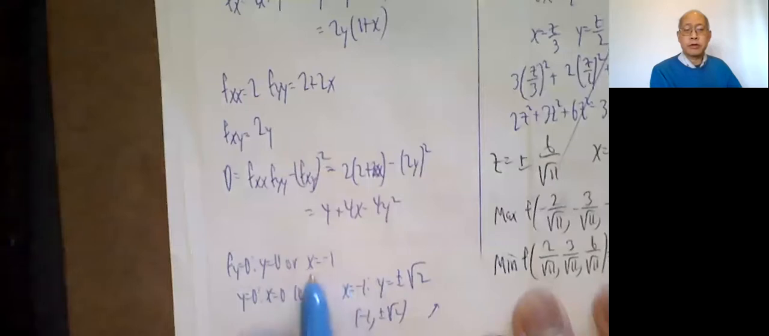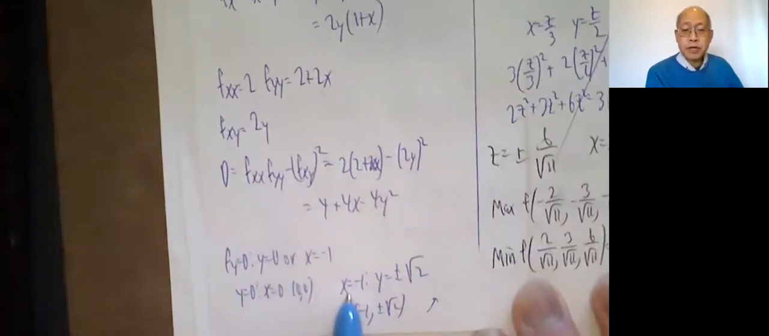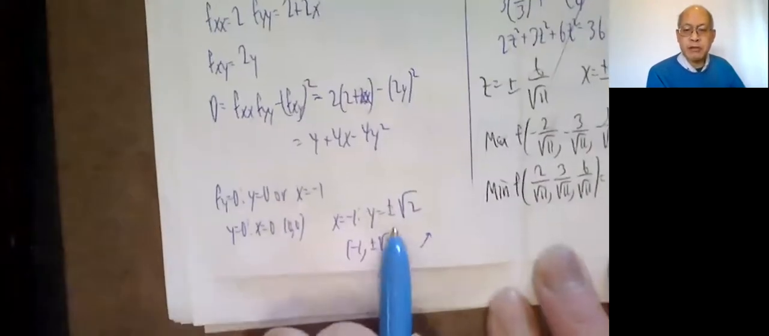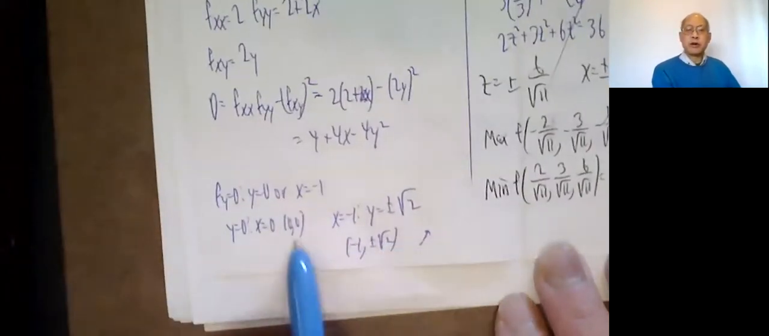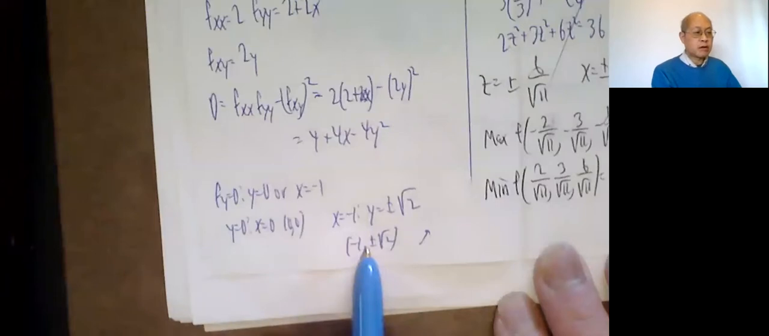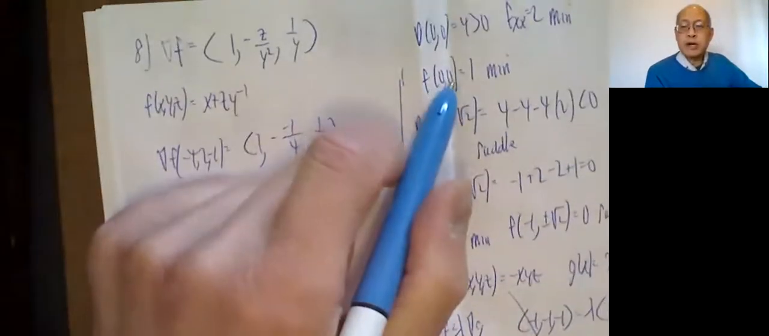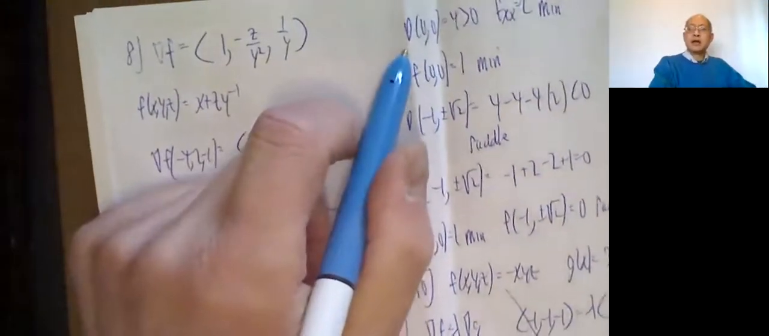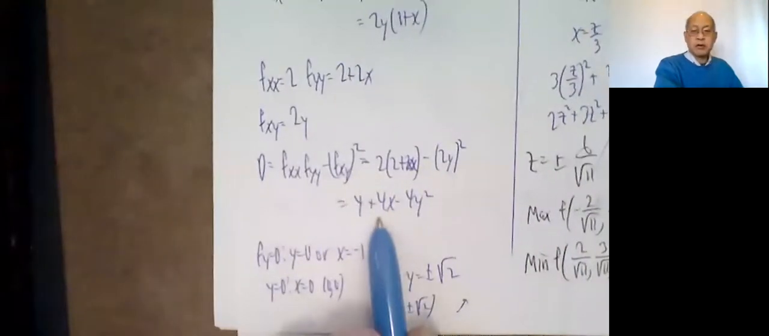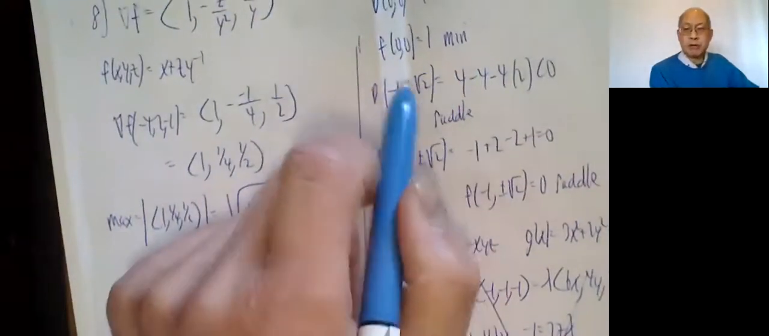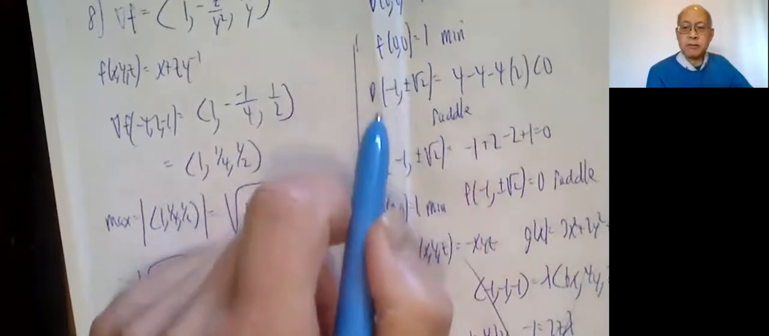So 0, 0 is a critical point. And then if I plug in x equals negative 1, y squared equals 2. So y is plus or minus radical 2. So my critical points are the origin and negative 1, plus or minus radical 2. And f of 0, 0 is 1. That is a minimum. The D, if I plug in the origin, so put a 0 there and a 0 there, I get 4, which is greater than 0. And fxx is 2. That means I have a minimum. So f of 0, 0 is 1, which is a minimum.